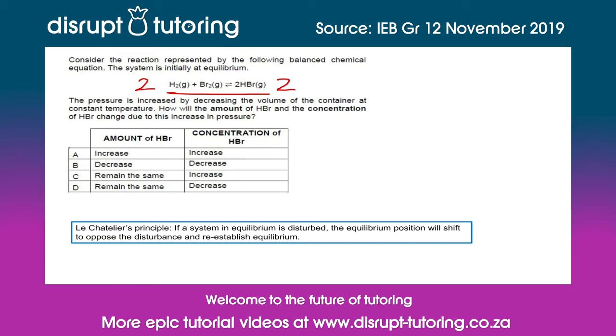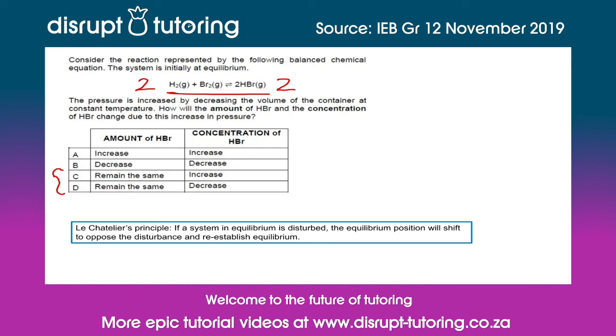So let's look at our options. The disturbance does not favor the forward or reverse reactions, so the system will remain in equilibrium, and that means that the amount of hydrogen bromide will remain the same. That restricts our options to C and D.